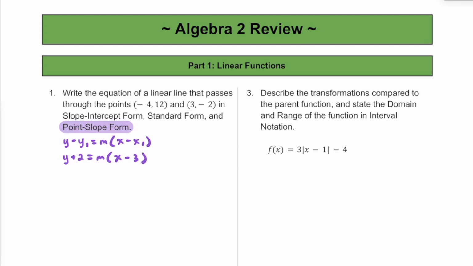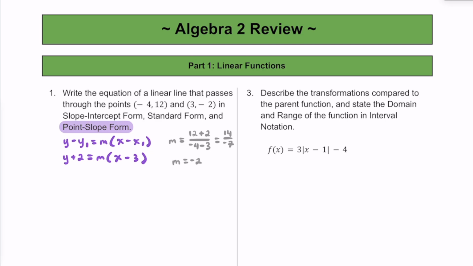Now to figure out the slope here, let's do that on the side. So remember, slope is equal to the vertical change, which is 12 minus -2, or 12 plus 2. That's going to be the rise. The run is going to be -4 minus 3. That's the horizontal change. Simplifying this a bit, we have 14 over -7, which means our slope is -2. So that's what our m value is.